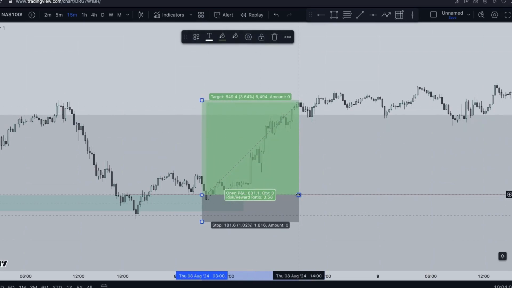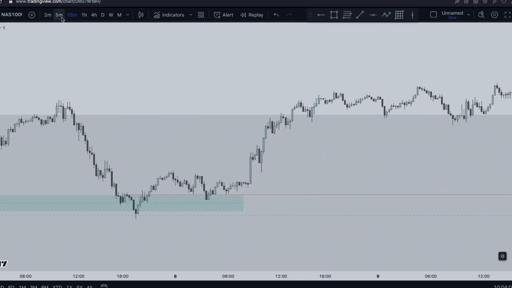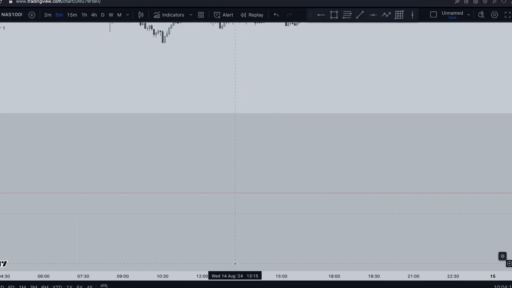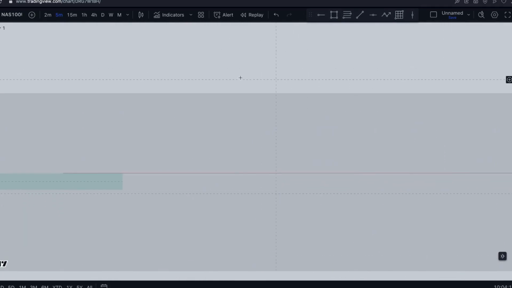All right, so if you also want to refine this more on a lower time frame, you can still refine it if you want, but know that too much refinement is a problem. All right, you might miss your trade.